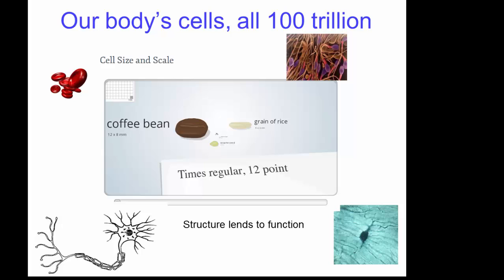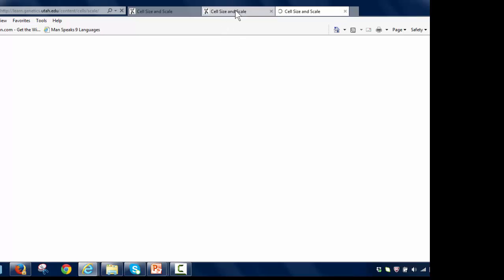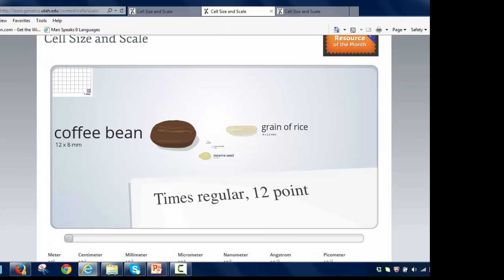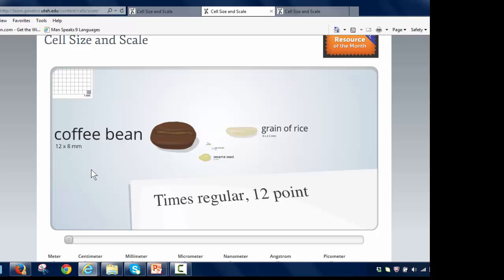Now, I want you to have an appreciation for the size scale that we're working with here, so I have a little animation to show you. This is all about size, so we need to start off with a reference. Here we have a coffee bean, a grain of rice, and 12-point font. Over here in the corner we have a little square, and one line on the square is 1 millimeter. Right. So let's zoom in.